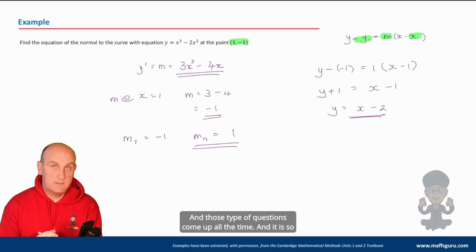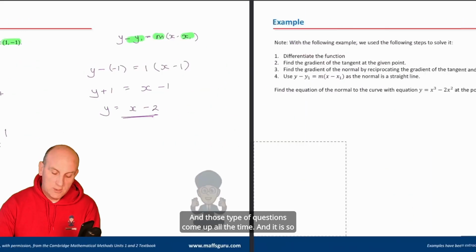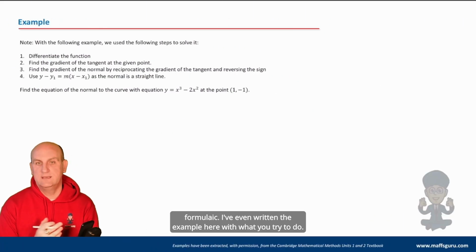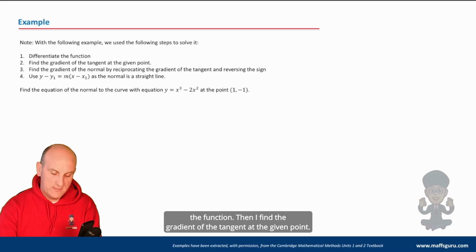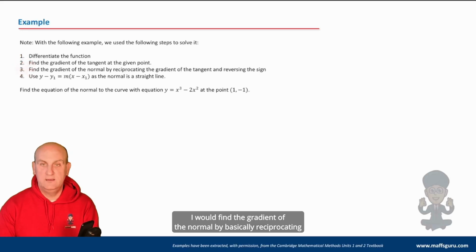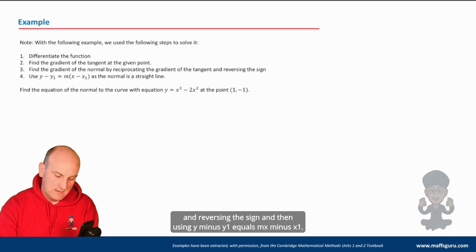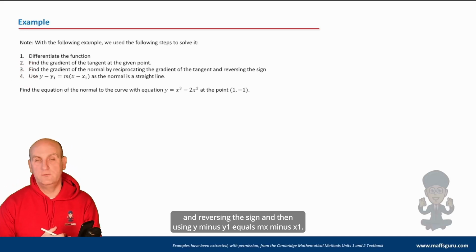And those type of questions come up all the time. And it is so formulaic. I've even written the example here with what you try to do. So as I say here, the first stage I always do is to differentiate the function. Then I find the gradient of the tangent at the given point. I would find the gradient of the normal by basically reciprocating and reversing the sign, and then using y minus y1 equals m(x minus x1).